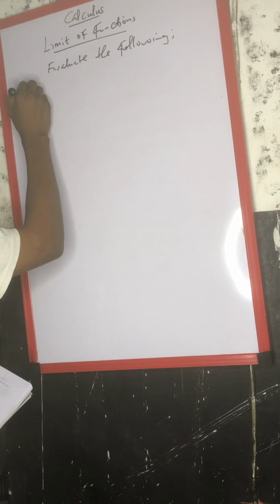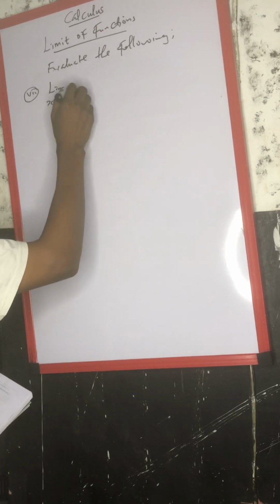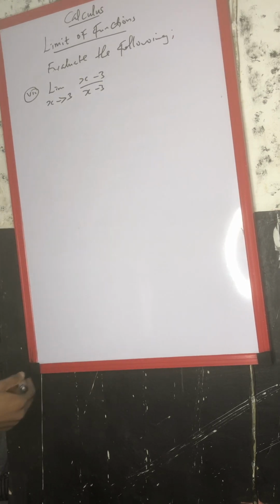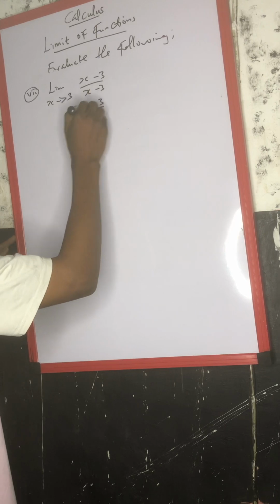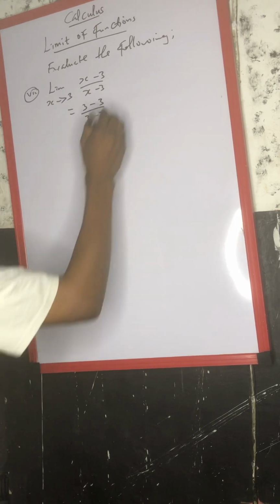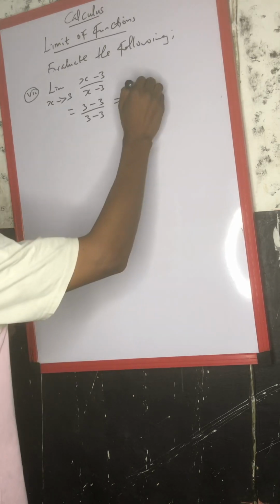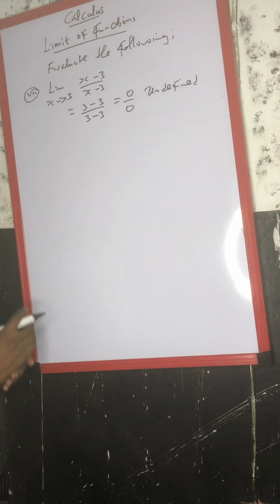We can move down to the number 7 question. We have the limit as x approaches 3 of x minus 3 over x minus 3. Whenever I substitute the value now, it becomes 3 minus 3 over 3 minus 3, and 3 minus 3 gives us 0 over 0. And 0 over 0 means undefined. So from there, you can simplify that particular expression further.